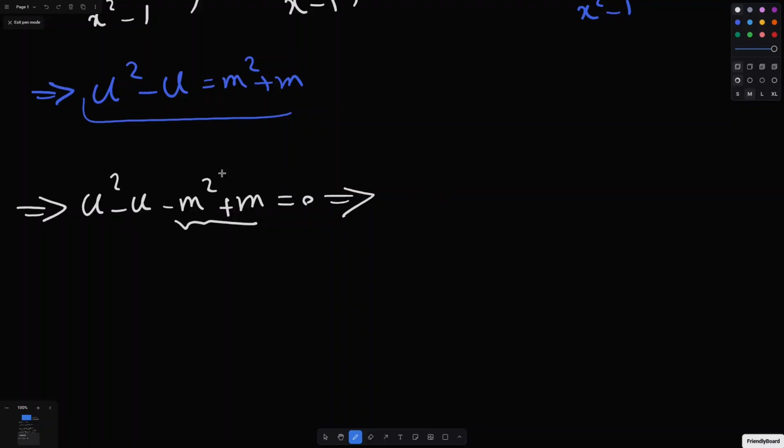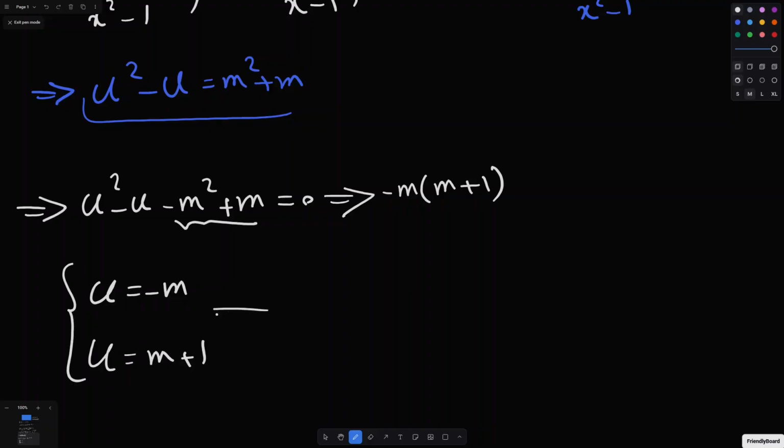So if I just take one m out of there, I'm going to get minus m multiplied by m plus 1, correct? So that's what I have. And you see that these are actually the roots themselves, because if you multiply them, you get this, and if you add them, you get minus 1. So I can simply say that u equals minus m and u equals m plus 1. Okay, so I have these two solutions from the quadratic.